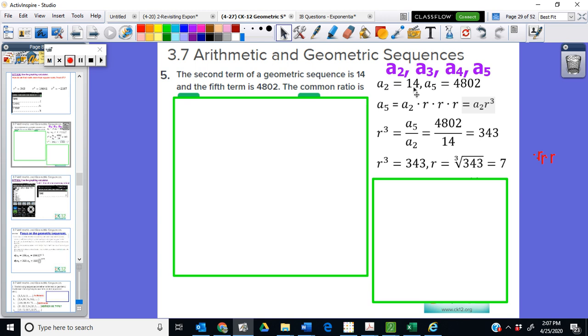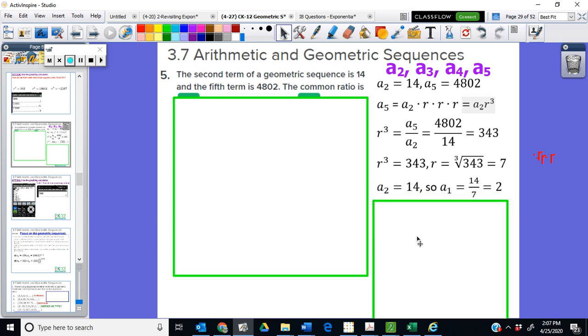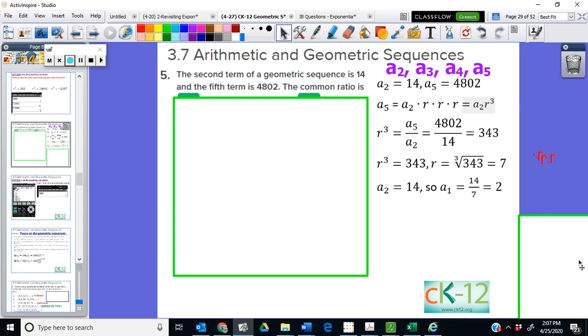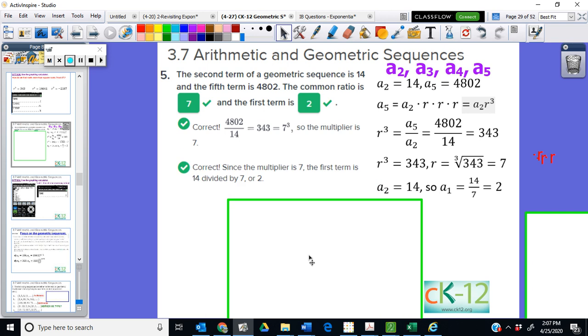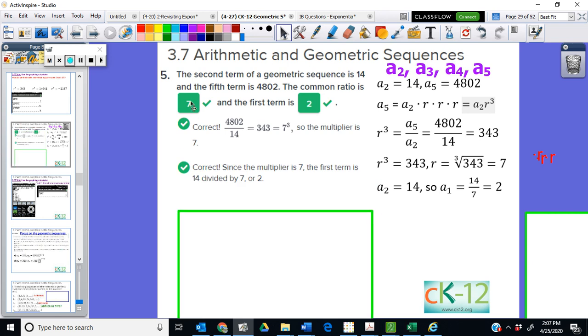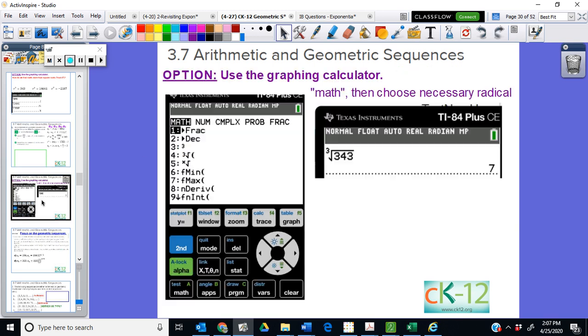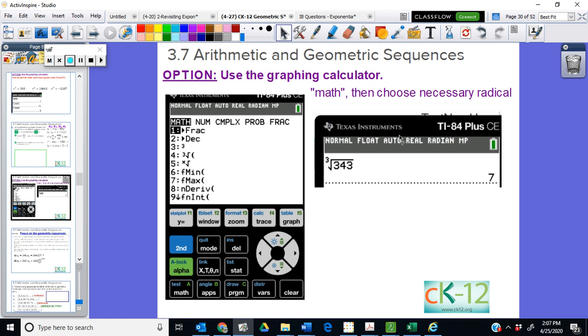Well, we know the second term, and we know what we multiplied by. So we take that second term and divide it by 7. That becomes the first term. So the first term is 2. So we found our information. Let's check our answer and verify it. Yep. Common ratio or common multiplier is 7. Ratio is 2. Here's what that cubed root of 343 looks like on the calculator.